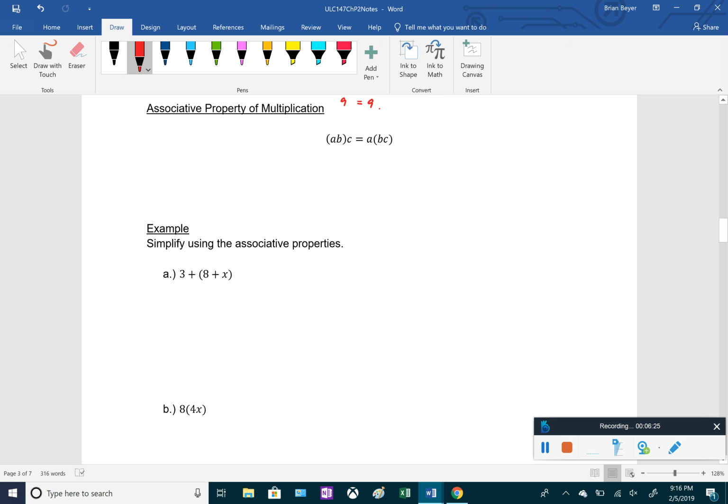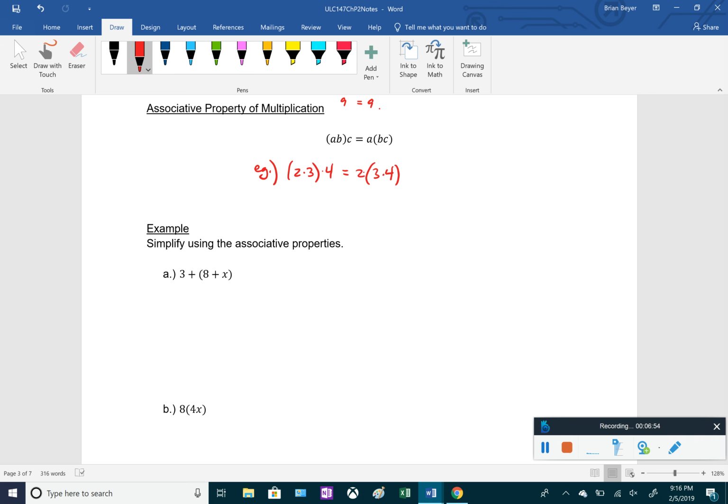For the associative property of multiplication, same concept. Order doesn't matter with 3 terms being multiplied. So if we multiply a times b first and then by c, it's the same if we multiply b times c and then by a. So that would be something like 2 times 3 times 4 is going to be the same as 2 times 3 times 4.